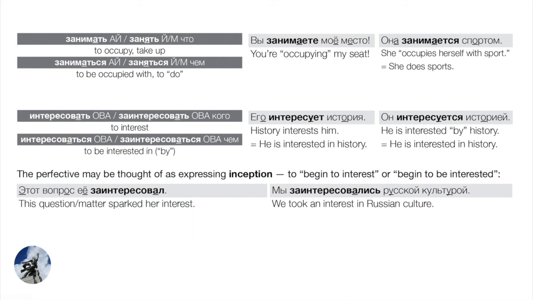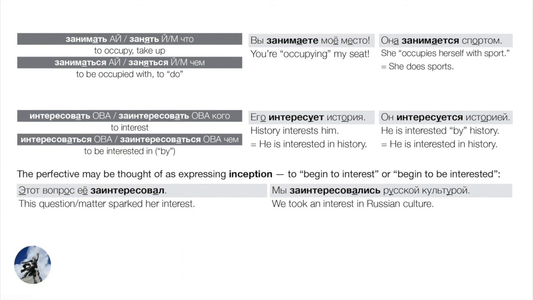Now, again, as we mentioned, the perfective here can be thought of as an inceptive, right? Этот вопрос ее заинтересовал, right? This question began to interest her. It sparked her interest, perfective. Or, again, with the reflexive particle, мы заинтересовались русской культурой. We took an interest, we got interested in Russian culture. Now, again, look at the Russian idiom. We began to be interested by Russian culture, I guess would be the most literal way to translate that there.